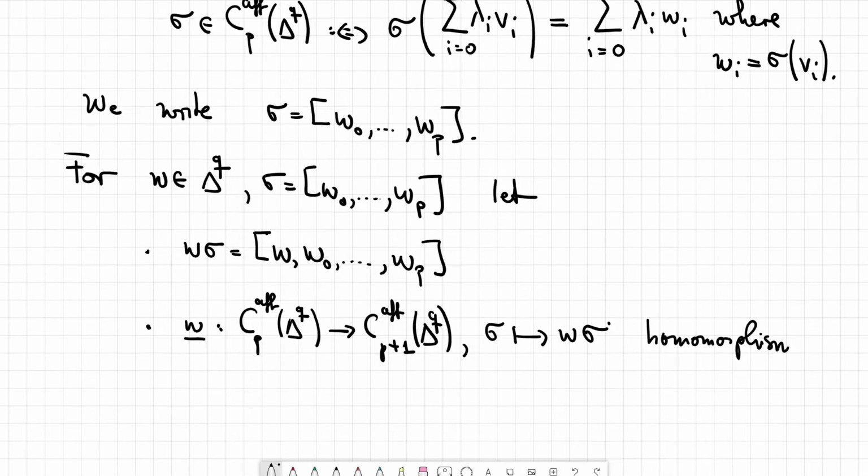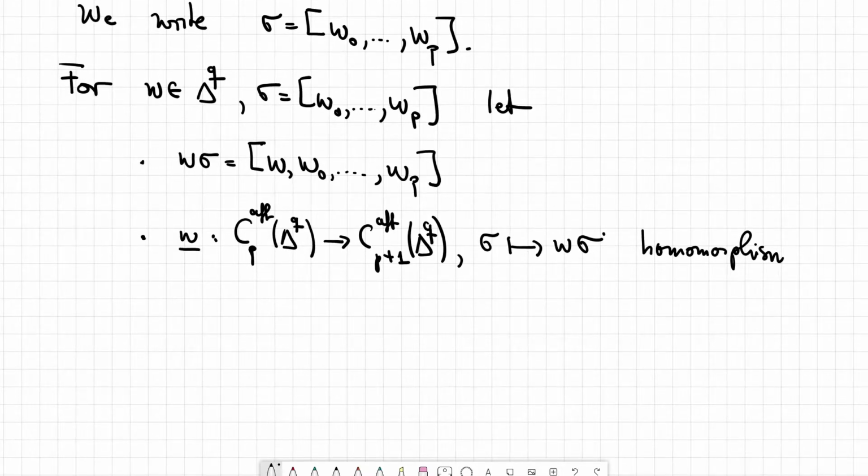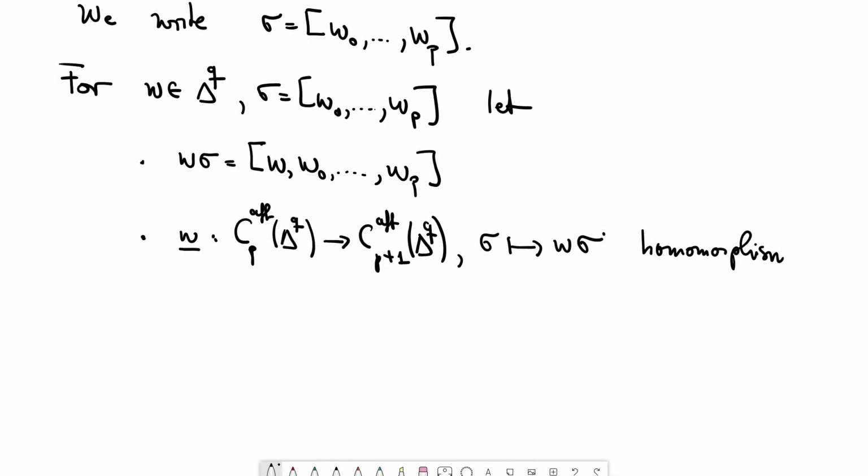And thirdly, for each affine singular simplex, we get the barycenter. So the barycenter of sigma is really geometrically the barycenter, so it's the weighted sum of the W_i's.